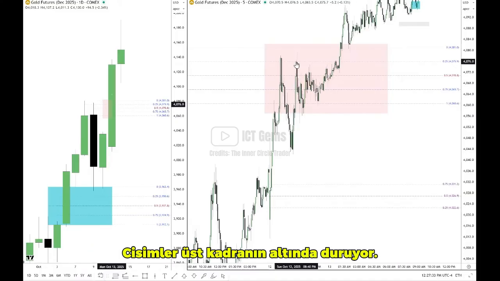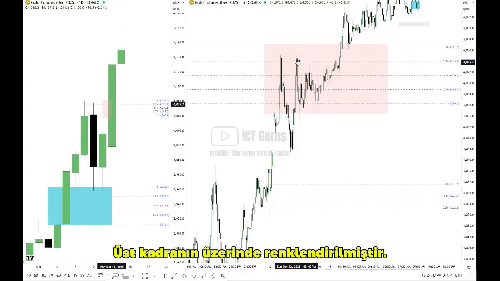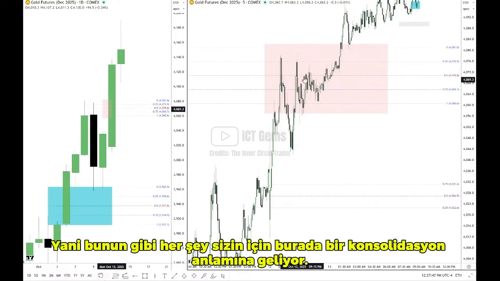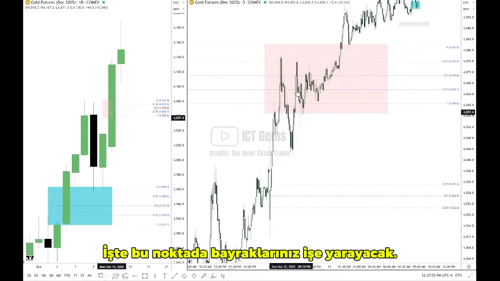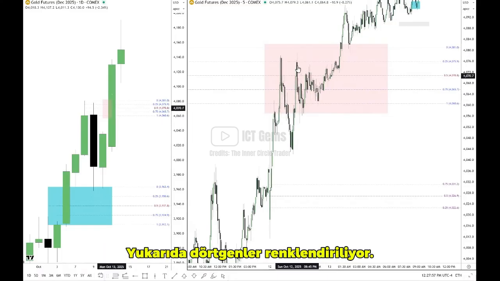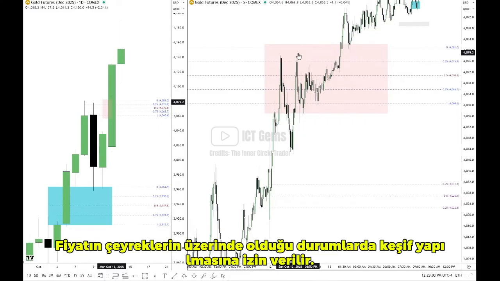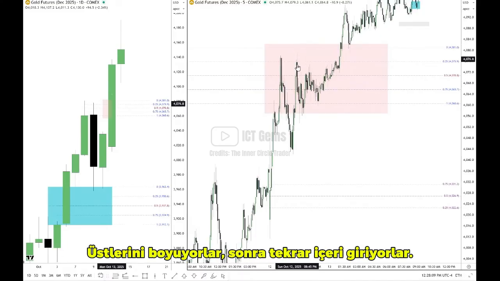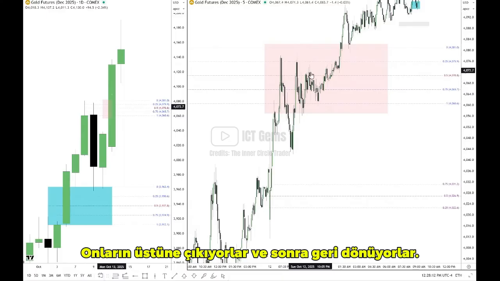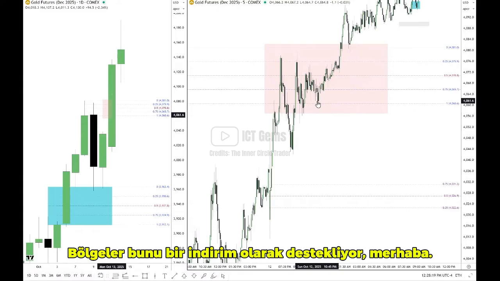The bodies stop below the upper quadrant, but reference that wick. It's above this candle's high and it pierced, it's colored above the upper quadrant. So anything like this is consolidation in here. For you retail ricks that like to trade bull flags and bear flags, this is when your bull flags will work, because it's indicating the quadrants are being colored above. It's exploring above it. Discovery is permitted in price above the quadrants and they're not stopping price. They're coloring above them and then coming back in. They're going above them and then coming back in. But if you look real close, the quadrants are supporting it as a discount.